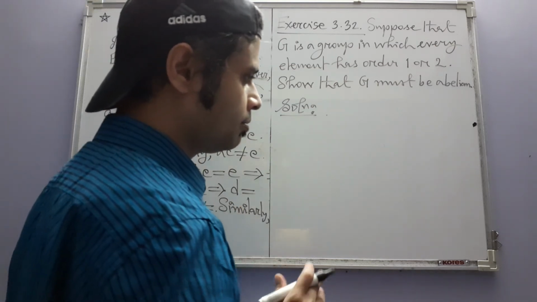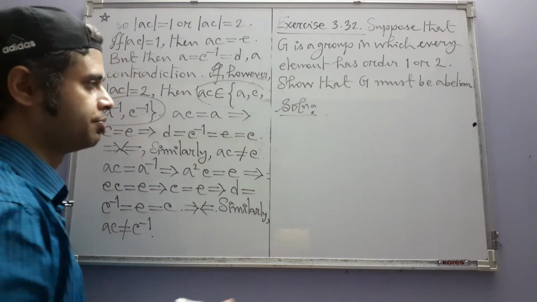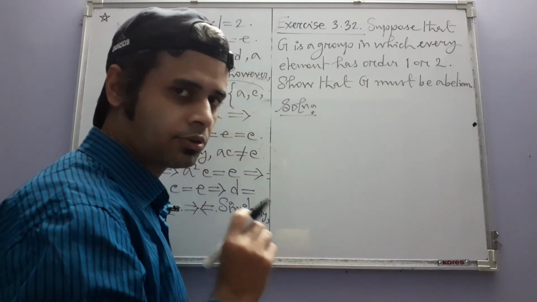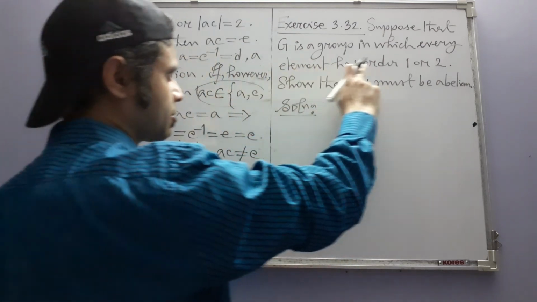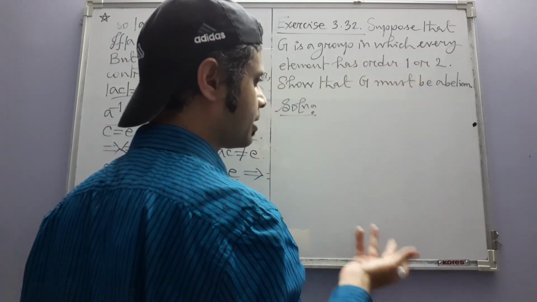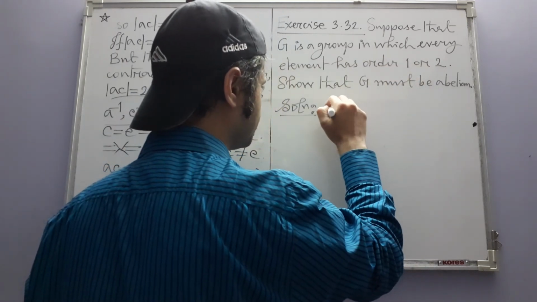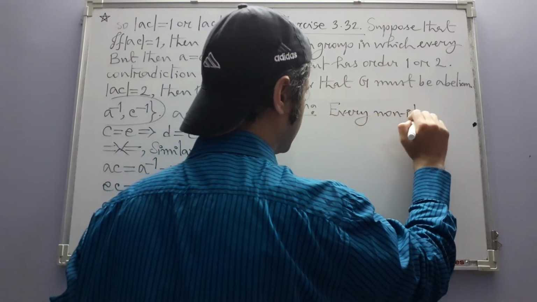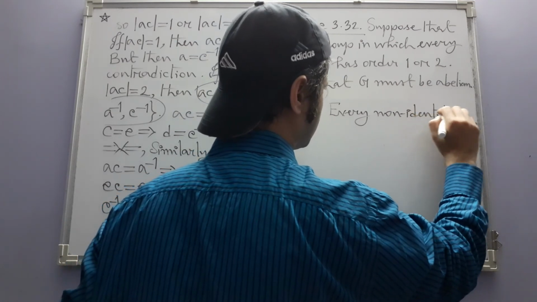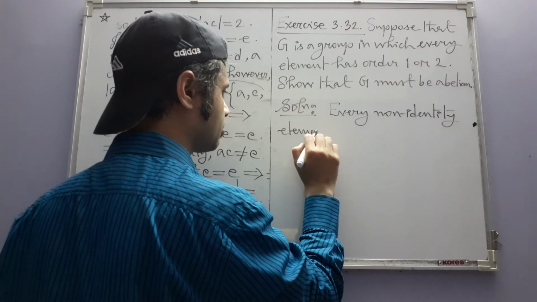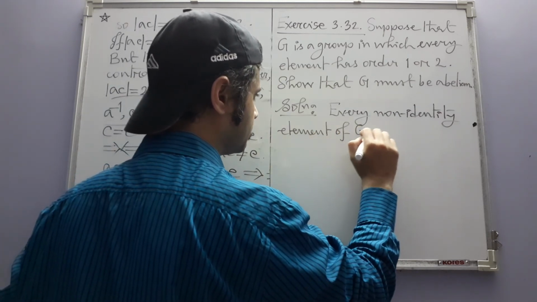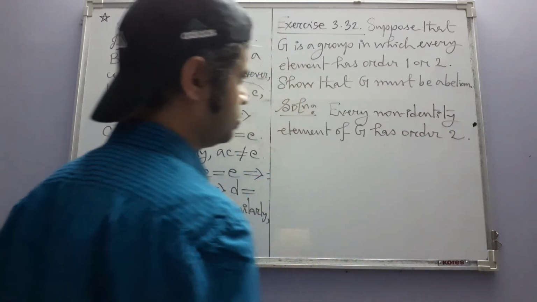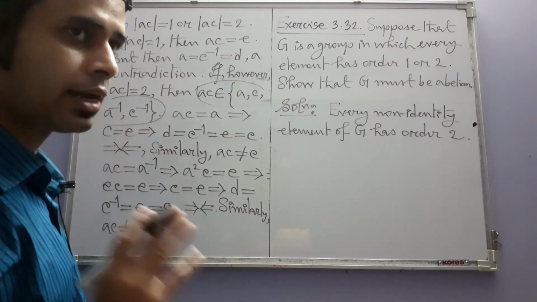Now in any group, I have been saying this again and again, I am repeating, the identity element is the only element of order 1. So the condition that they have given translates into this, that every non-identity element of G has order 2, and no non-identity element can have order 1.